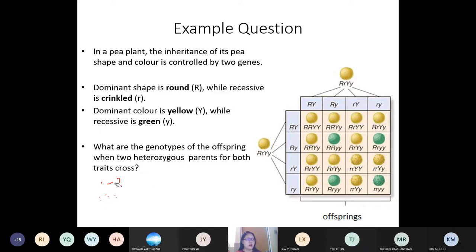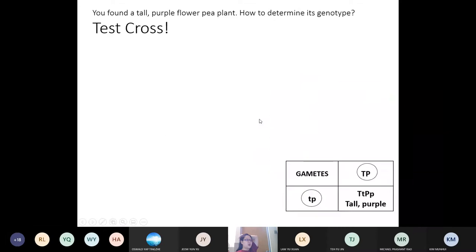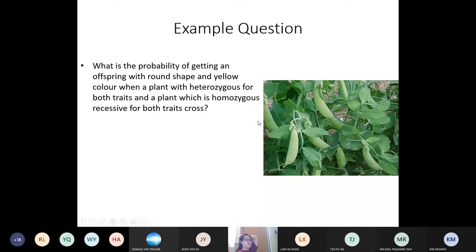Any questions so far about monohybrid and dihybrid cross before we go into a test cross? Okay, no, then we'll go on. Sorry, we haven't gone to test cross yet. I forgot one more example.